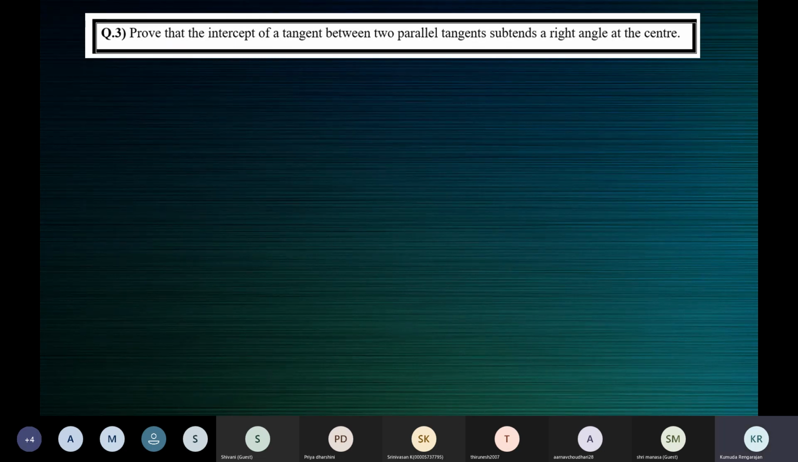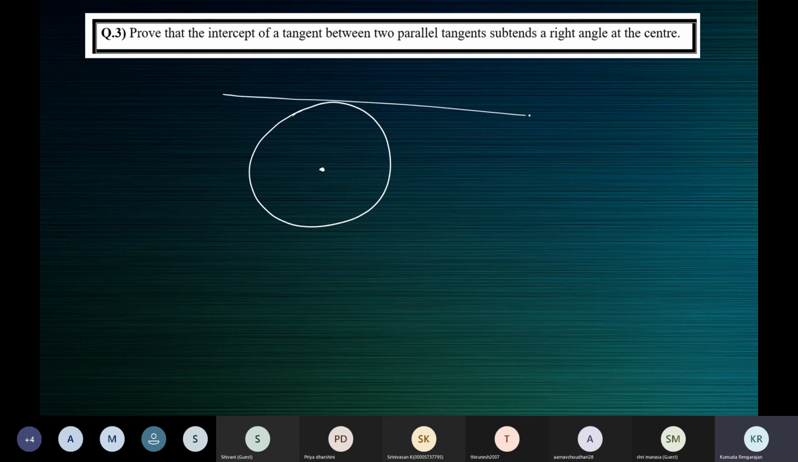So prove that the intercept of a tangent between two parallel tangents subtends a right angle at the center. So center meaning there is a circle. Circle, center, parallel tangents. Now see this, the intercept of a tangent between two parallel tangents. So there is another tangent. I'll complete it and then you can ask me if you have any questions.